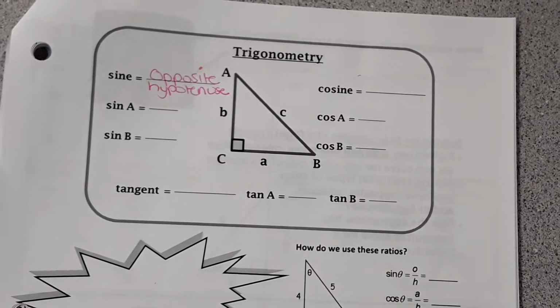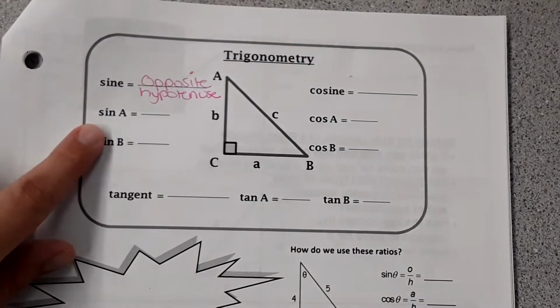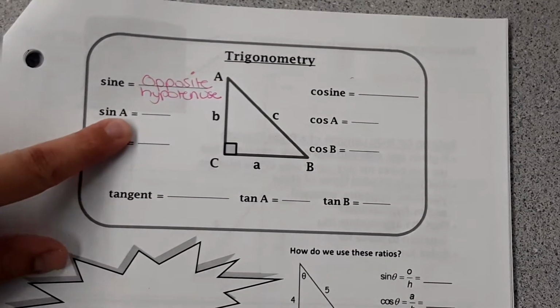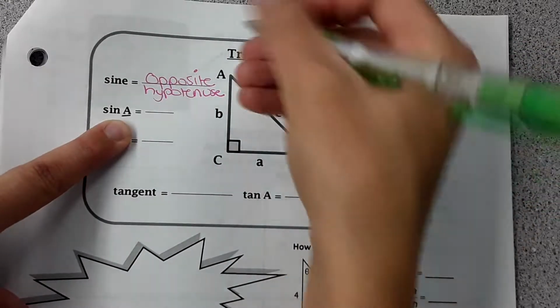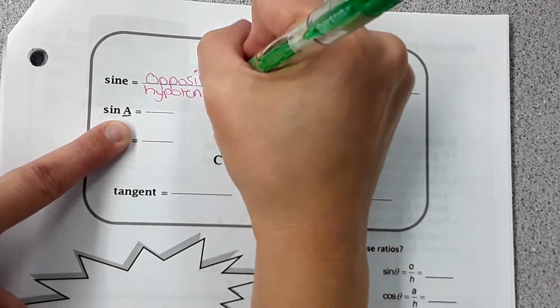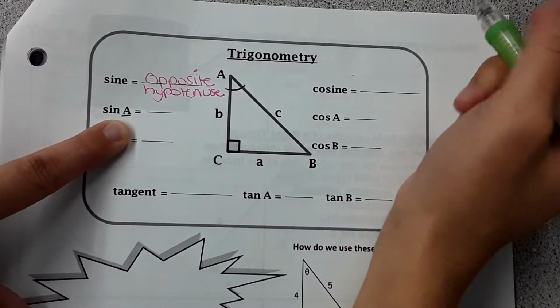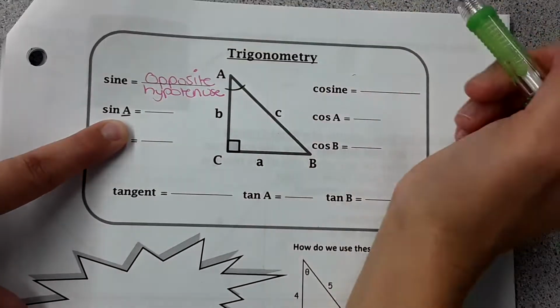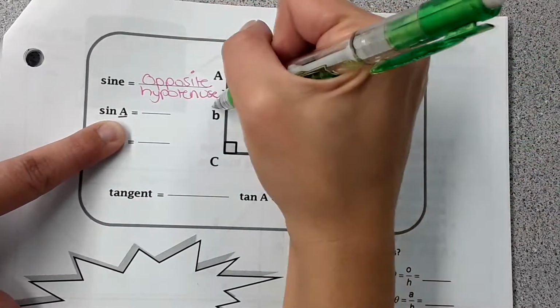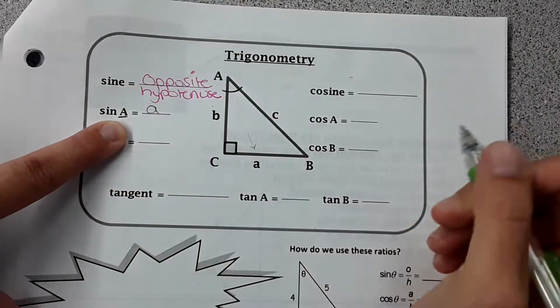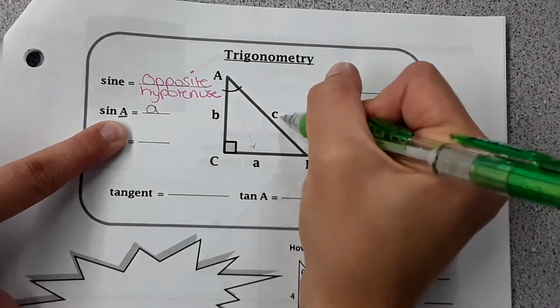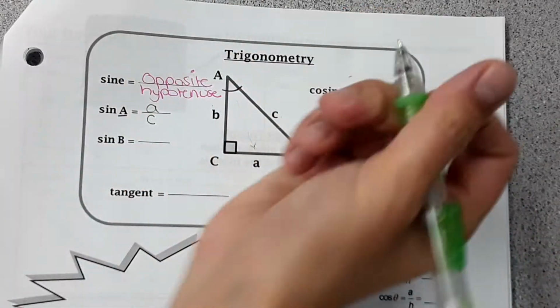What the heck does that mean? Okay, so here we have sine of A and sine of B. We're going to focus on sine of A. A is the angle. Looking at this triangle, angle A is right here. That's our designated angle. Sine is opposite over hypotenuse. Opposite that angle is A, and the hypotenuse of this triangle is C. So A over C.